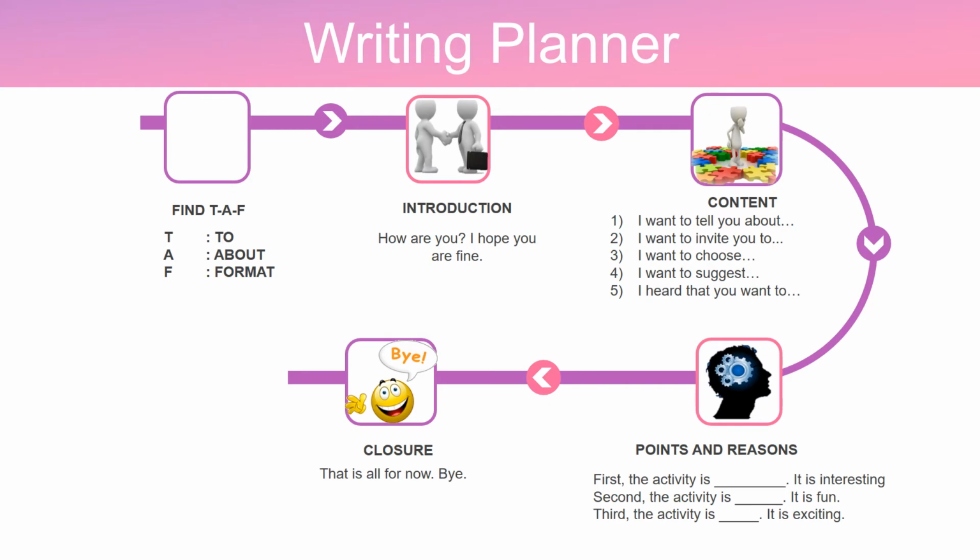Okay, alright, so the first one you have to find the TOUGH. So the keyword is TOUGH. T is for to. To whom should you send this? To a girl or to a boy? To your teacher or to your friend or maybe to your cousin? So there's always a difference when you write to your teacher or when you write to your cousin.